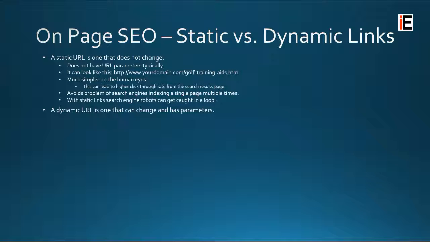A dynamic URL is one that can change and has parameters tied to it. Those parameters might include a question mark, number 5, number 4, different parameters that show up to different people. It typically is found within database driven websites. Sites like WordPress are database driven, but you can set permalinks to really clean it up and give each page a solid static URL that is shown to the search engines as well as to the people.